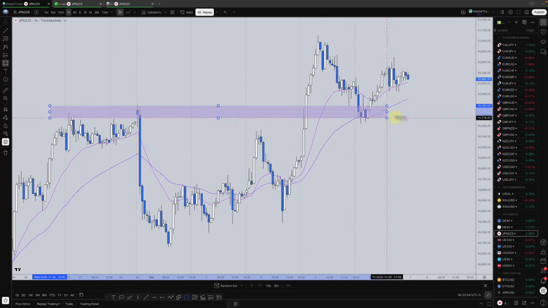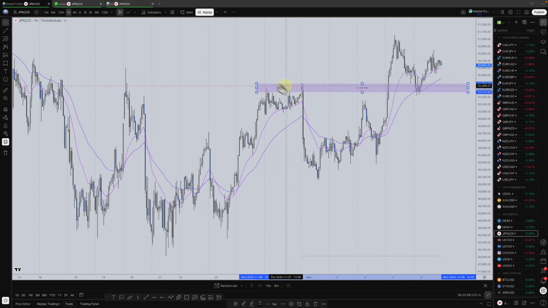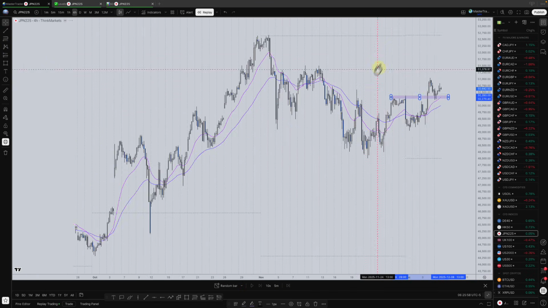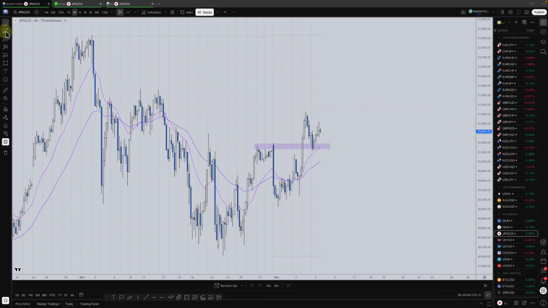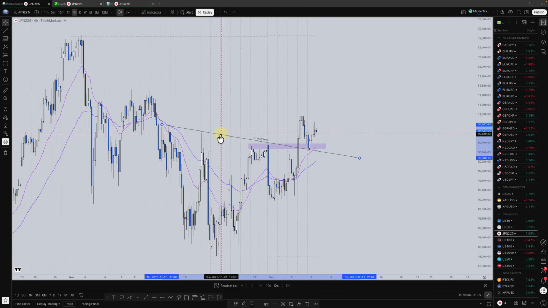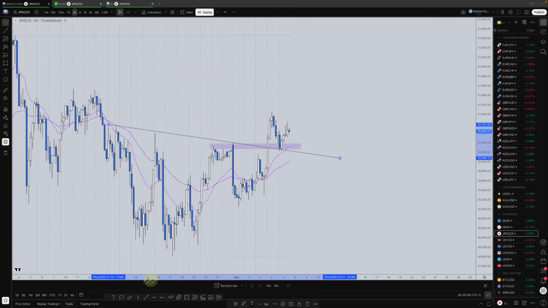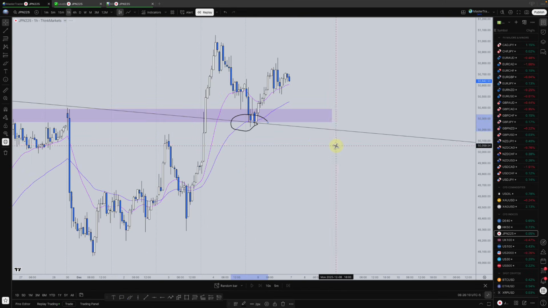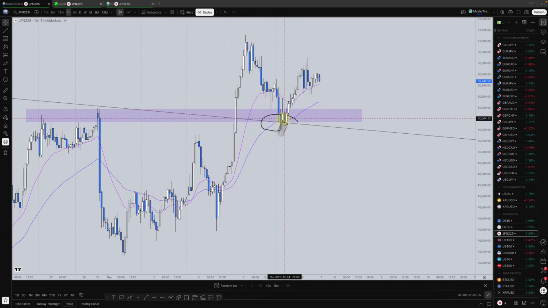Now in this case, we were having a break and retest of this level. There was also a trend line here. And then there was also the moving average here on the 1 hour chart, for example, the 50 EMA. And down here we can look for a long.